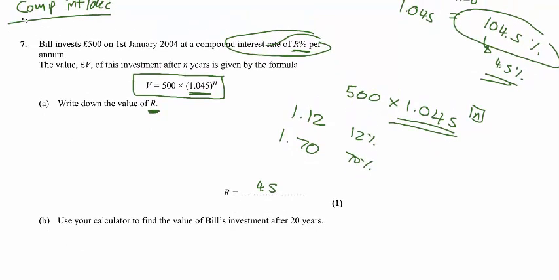And it goes, use your calculator to find the value after 20 years. Well, this isn't rocket science. Just put in 1.045 to the 20. Does that make sense? Okay, so that's that.